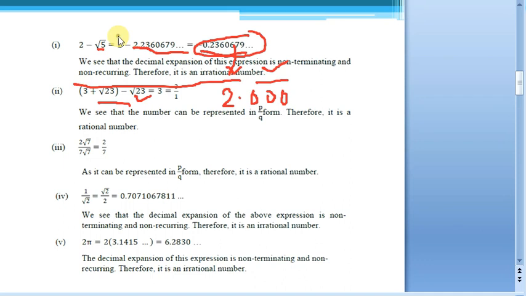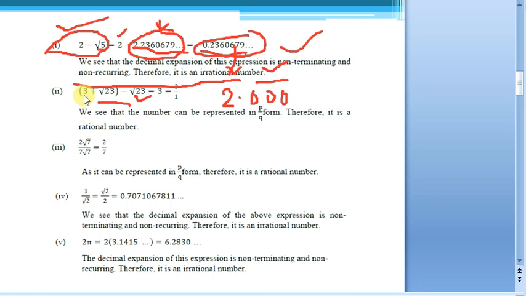So from this terminating one you are subtracting a number which is non-terminating, non-repeating. As a result this entire answer is going to be non-terminating, non-repeating. So that's why this first part is going to be an irrational number.